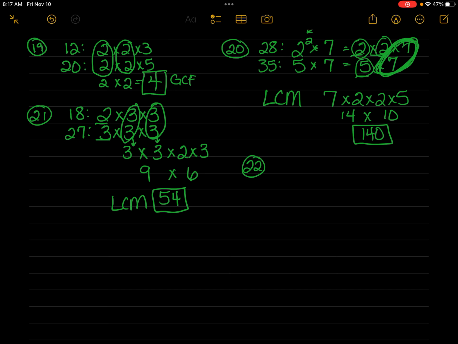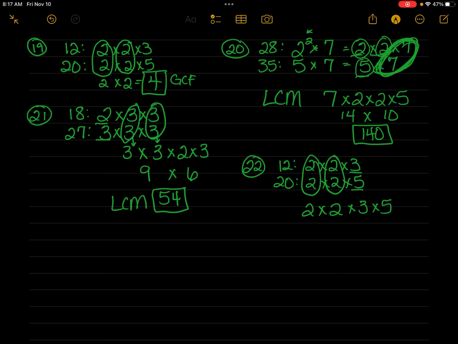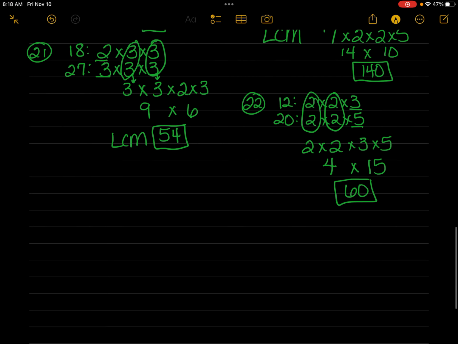Okay, number 22 is 12 and 20. And for 12, that's 2 times 2 times 3. And for 20, that's 2 times 2 times 5. So I'm going to circle the ones they have in common. That's 2 times 2. Just write them each once. And then I'm going to write these extra ones off to the side. Okay, so now I'm multiplying all of this. So I have 4 times 15. So that's 60.